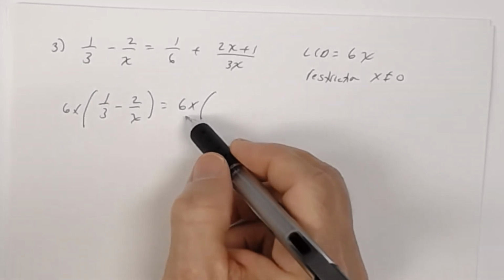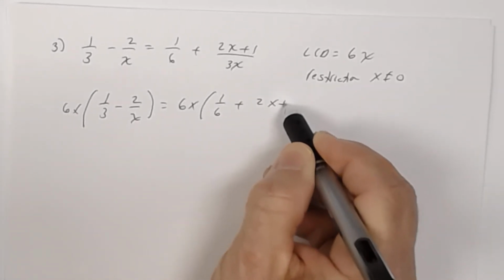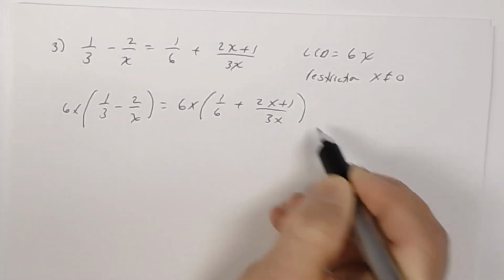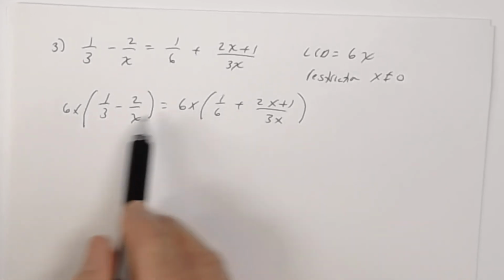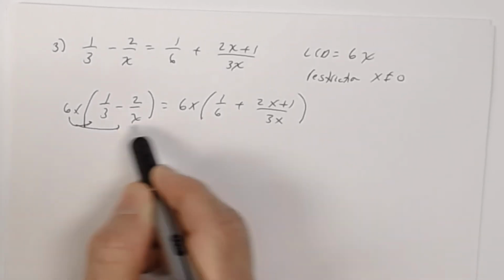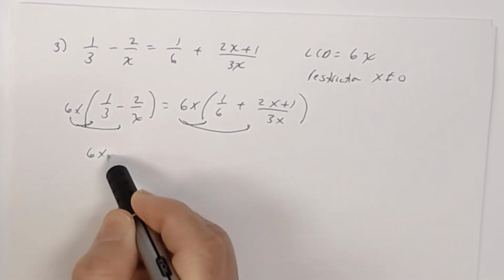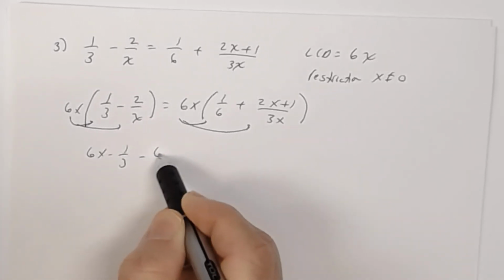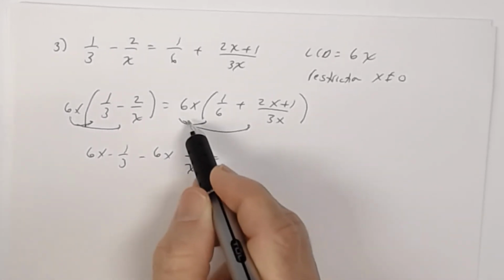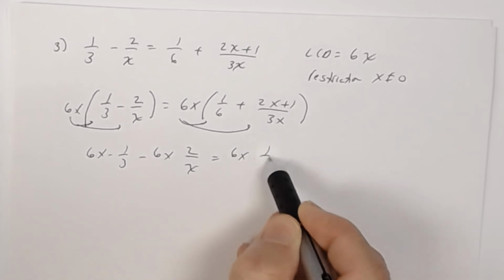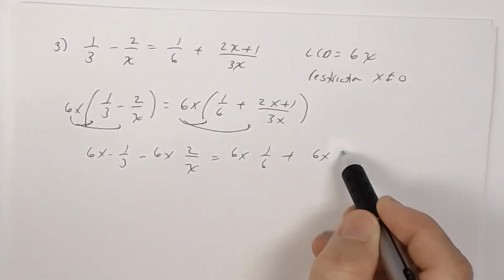I have to multiply the right-hand side by 6x. And then I got 1/6 plus (2x plus 1) divided by 3x. Okay, now notice I did introduce some parentheses, so now I have to get rid of the parentheses using the distributive property. And so I get 6x times the first fraction minus 6x times the second rational expression equal, and then the same thing here, 6x times the first rational expression plus 6x times the second rational expression.